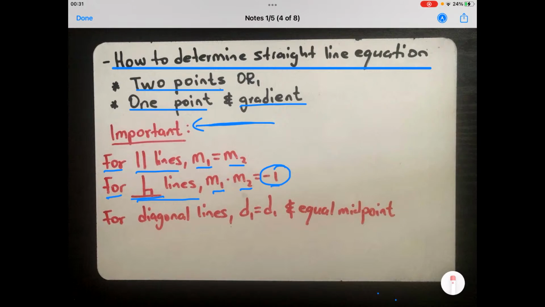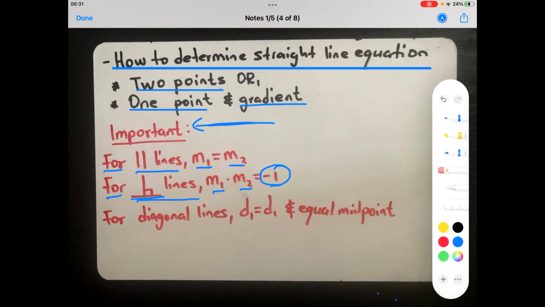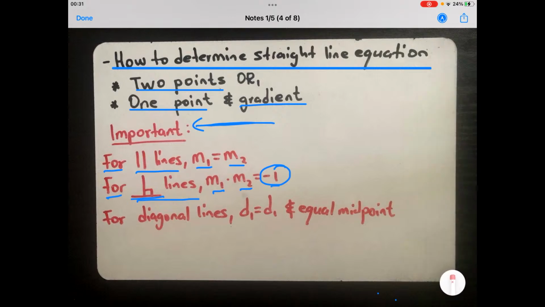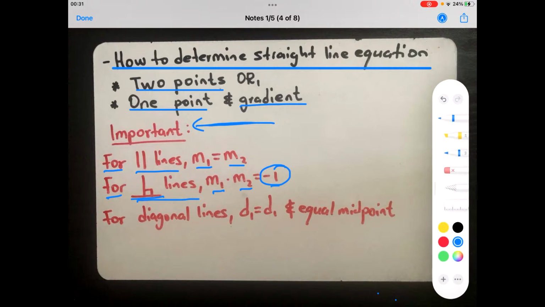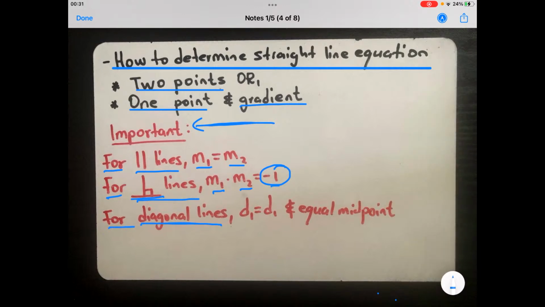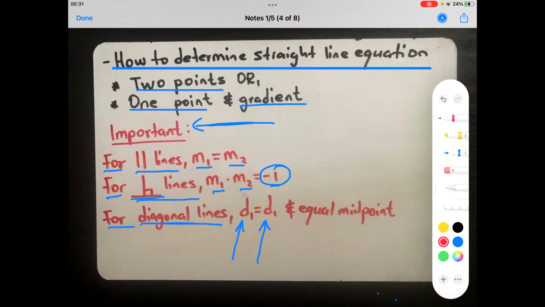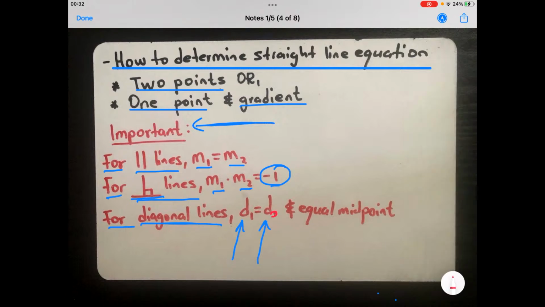And lastly, for diagonal lines, let me get that. For diagonal lines, the distance of line 1 is equals to the distance of line 2. So it was actually supposed to be 2 there. Let me quickly update it there. Yes. And also, honorable members, secondly, you need to remember that they've got equal midpoint.